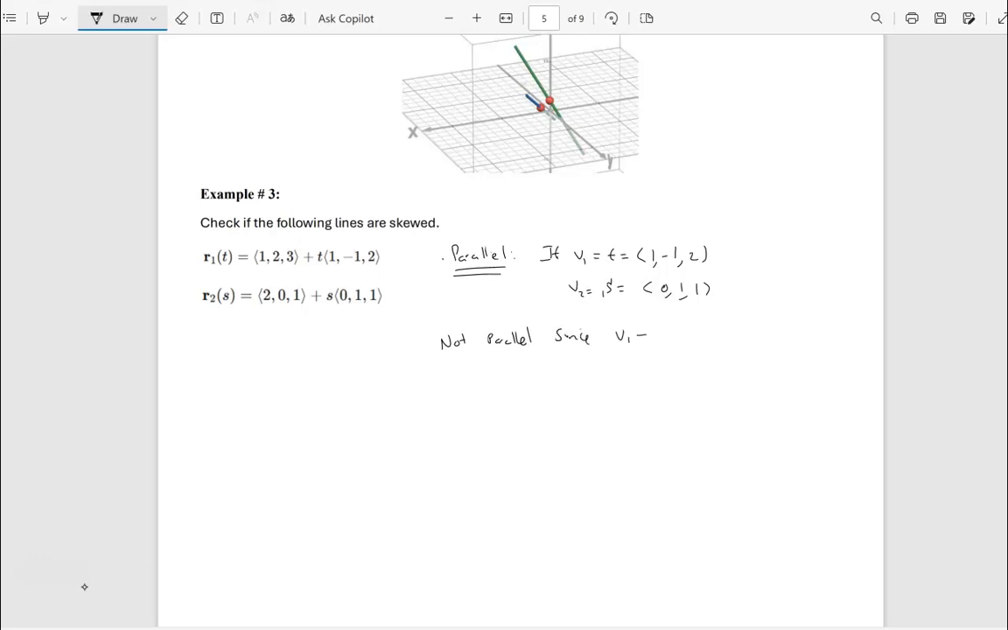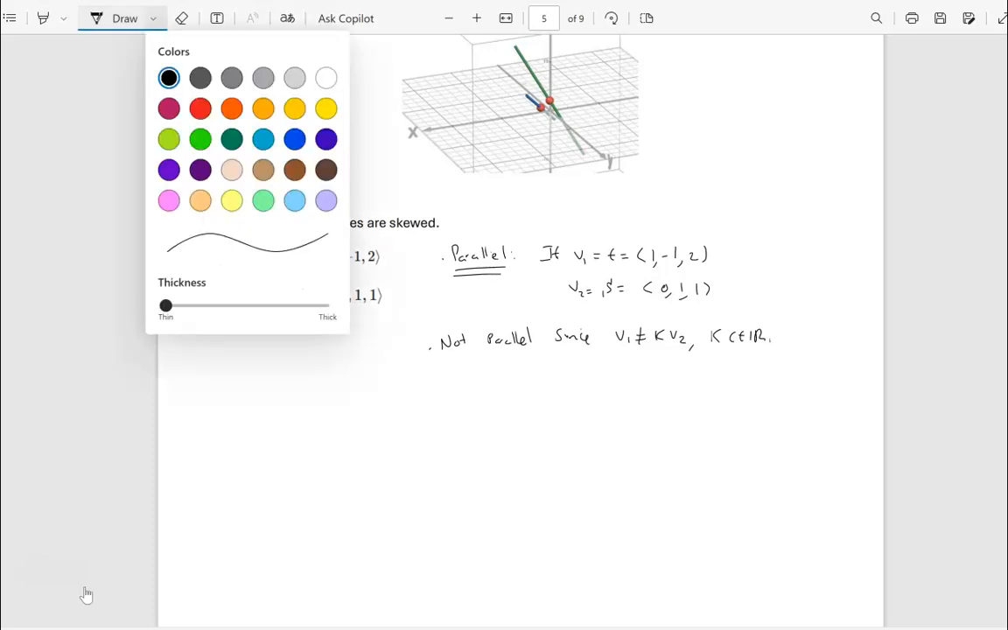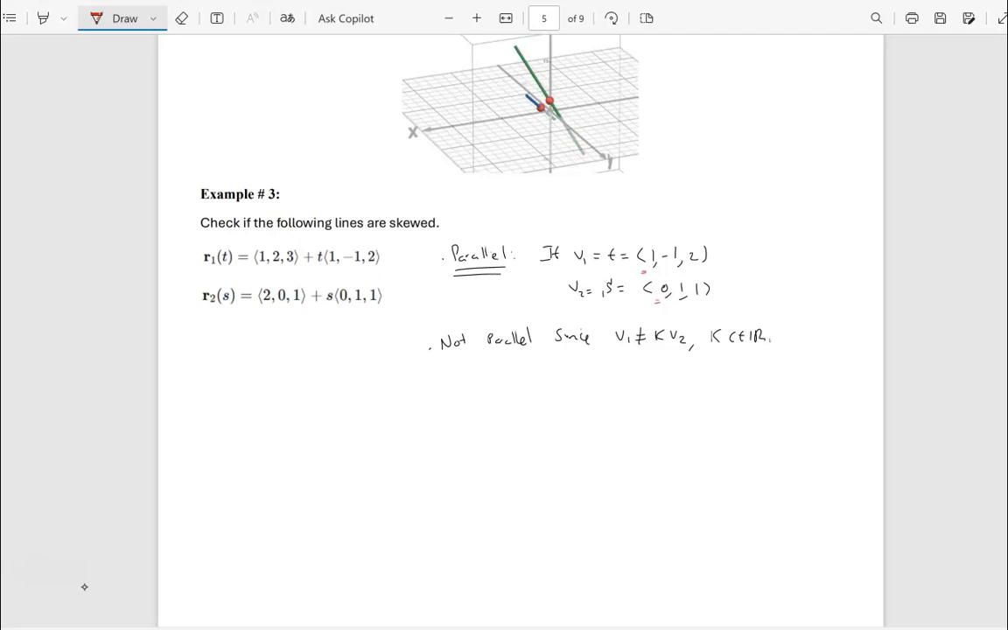since v1 cannot be expressed as k v2, where k is an actual constant. So you have to check at least that they're not parallel. In this case, the constant that makes it easy to identify is your x value, which is your 1 and 0. Now, if that wasn't clear, you needed to evaluate the cross product and verify that they don't have the same vector.